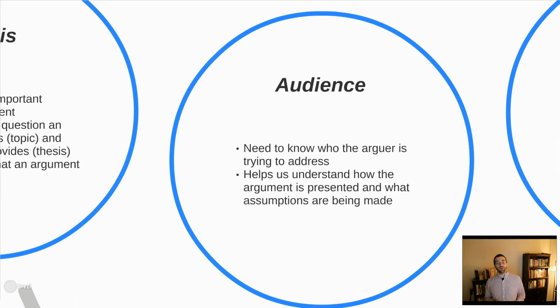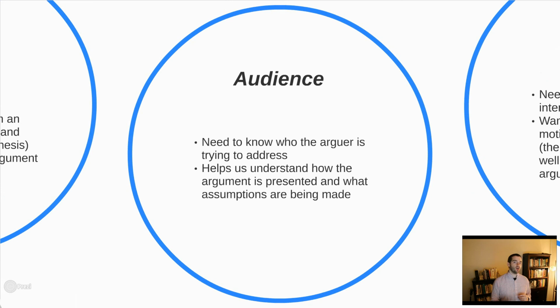Next up, you want to know the audience. You want to know who the arguer is trying to address. This helps us understand how the argument is being presented and what assumptions are being made. That is, what things is the author assuming to be true? Because presumably they're going to determine their assumptions based upon their audience.